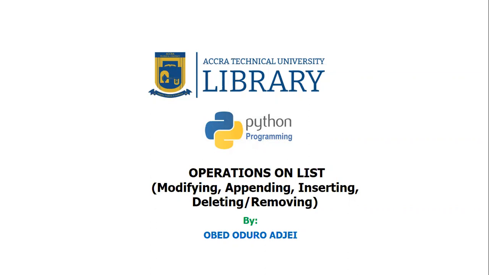And today's tutorial is going to focus on some operations that can be performed on a list. So we are going to talk about modifying, appending, inserting, deleting, and also removing an item from the list. So modifying an item in the list, appending of items in the list, inserting of items in the list. You also have deletion of items and also removing of items, all with respect to the list.